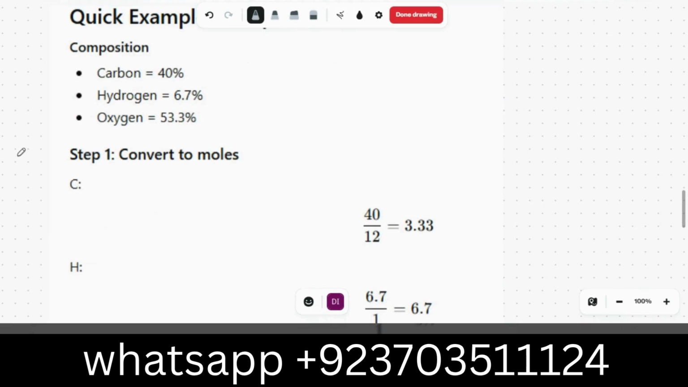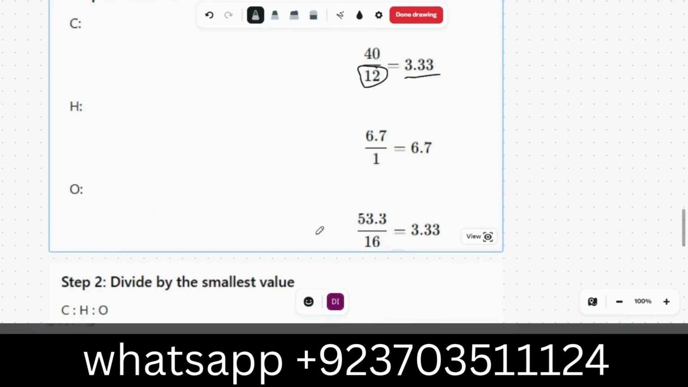Now the composition is 40% carbon, 6.7% is hydrogen, and 53.3% is oxygen. So what is the Ar value of carbon? That is 12. So we will divide 40% divided by 12, that is 3.33. Now what is the hydrogen? Hydrogen is 6.7%, and the Ar value, atomic number, is 1. So that is 6.7. Okay. And oxygen is 53.3, divided by oxygen Ar is 16. So that is also 3.33.